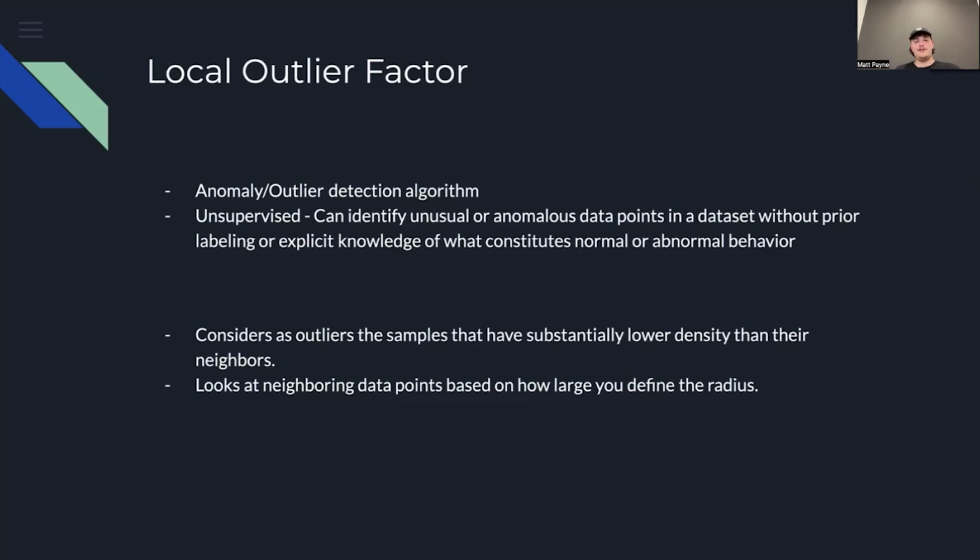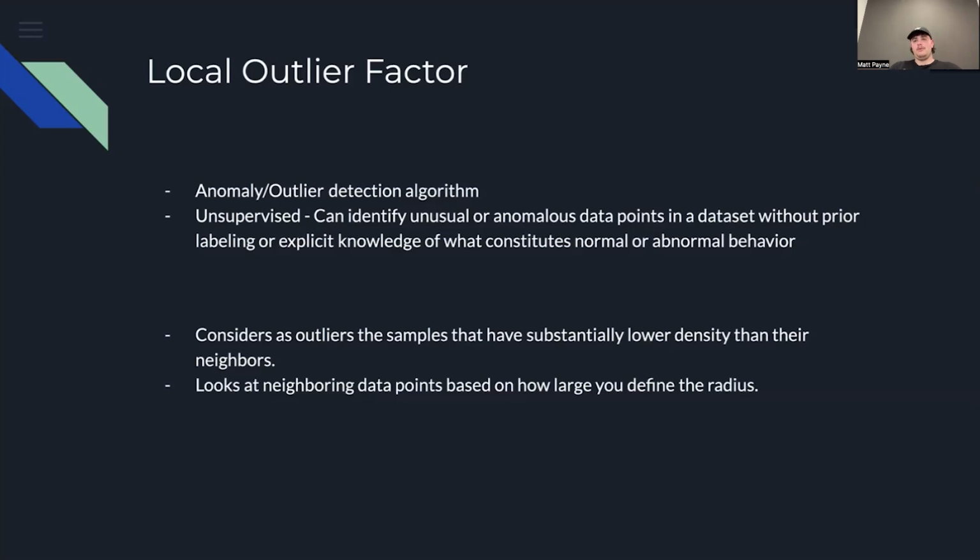This is an unsupervised algorithm. If you're not familiar with what that means, it means you can identify these data points, these anomalies, without prior labeling, having a labeled data set, or anything like that. You can just give it a set of data points and it will calculate and sort of work through to figure out what the anomalies are.